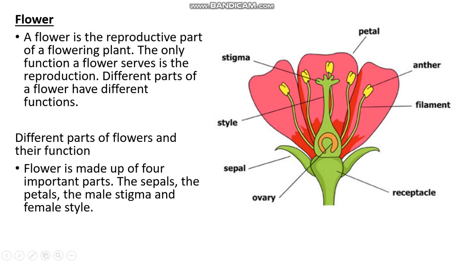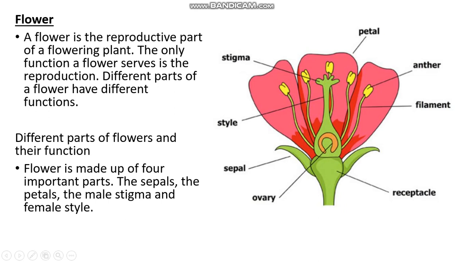Next we can see the stamen. The stamen is the male part of the flower. In that you have two types, anther and the filament. So these two are called stamen. Pollen grains are present in the top of the stamen called the anther. So the pollen grains are present in anther.